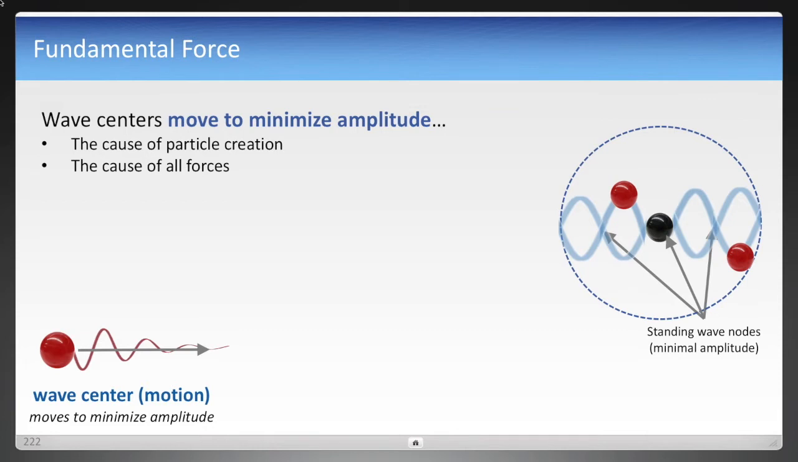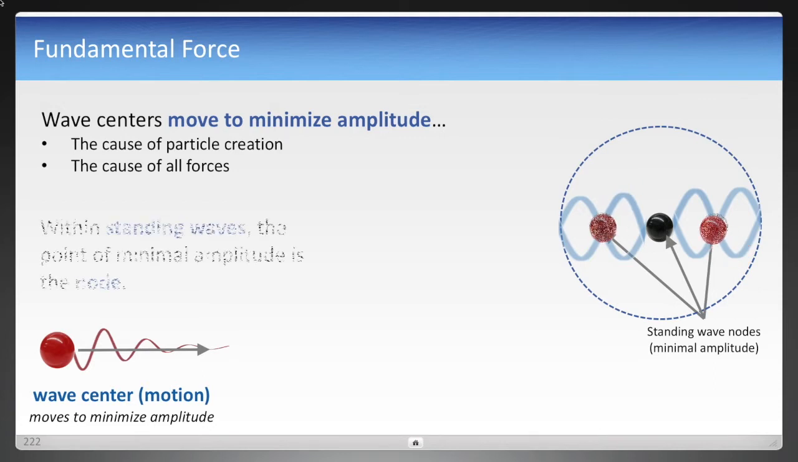Now, with a standing wave, they're different. In a standing wave, the nodes are the point of minimal amplitude, and that's illustrated here where red just signifies that the wave center is not at the node, and black is when it's at the node. And so that is the position where there would be minimal amplitude within a standing wave. And again, a standing wave is created from a combination of an in wave and an out wave.